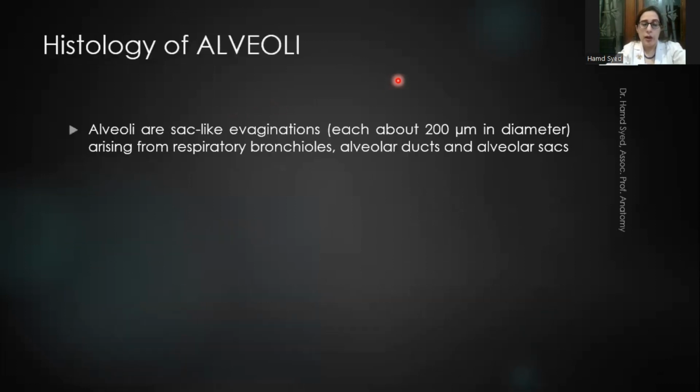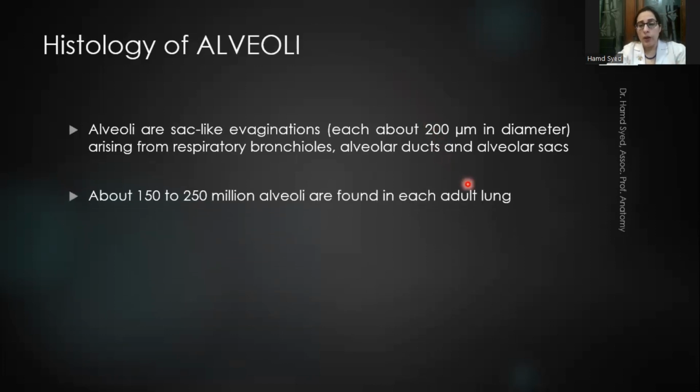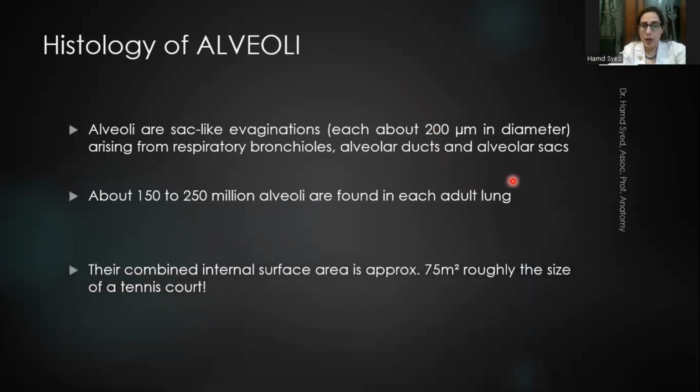Now, the alveoli can be explained to be sac-like evaginations, each about 200 microns in diameter, arising from the respiratory bronchioles, the alveolar ducts, and sacs. And there are about 150 to 250 million alveoli in each adult lung. And their combined internal surface area is approximately 75 square meters, which is roughly the size of a tennis court.